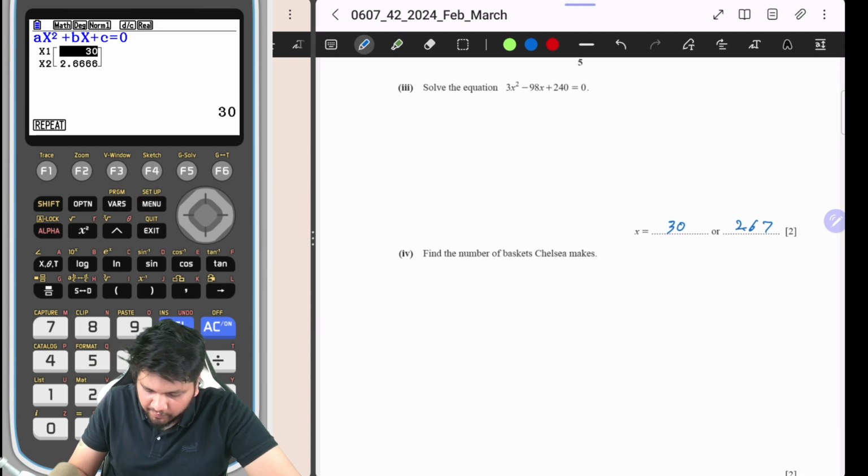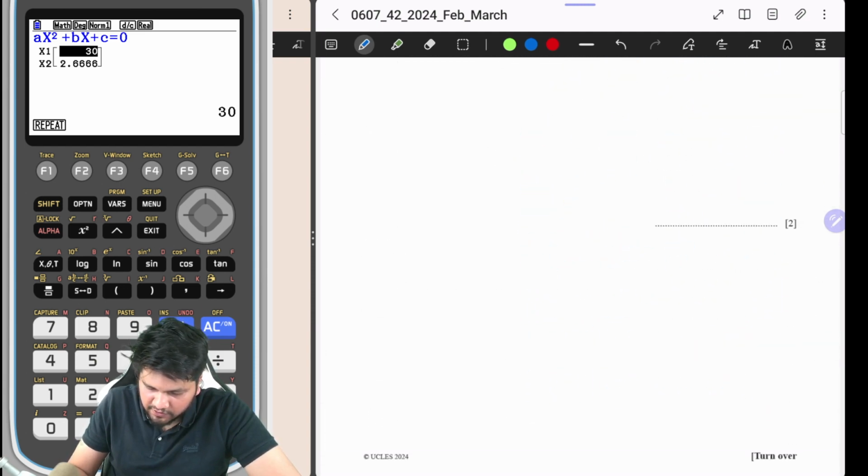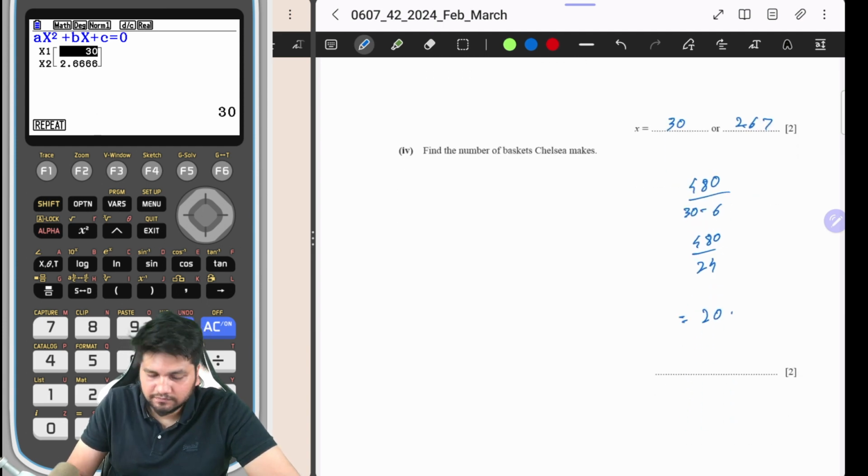Now here, find the number of baskets Chelsea makes. So Chelsea was making 480 by x minus 6. So it's going to be 480 by 30 minus 6, which is 480 by 24. And that is nothing but 20 baskets. That's it.